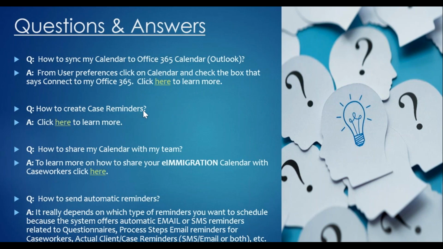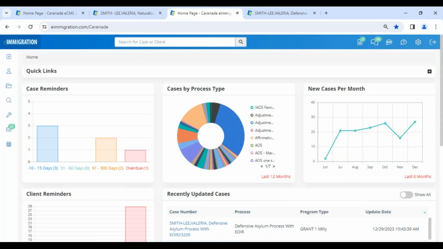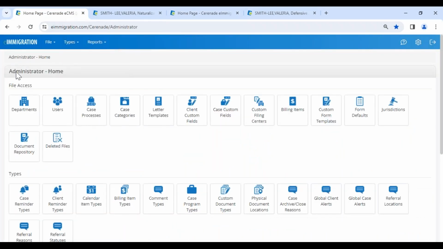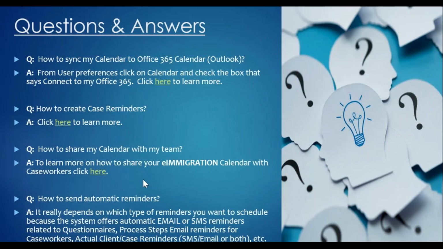How to create case reminders. We talked about that today, but I put the link right here so that you learn more. Basically, just go to the case and click on reminders, and you can make sure you also customize them, the categories. I've seen clients that have used the system for a long time and they never really take advantage of the administrator portal. So it's under the types. Make sure you customize your appointments, comment types, program types, everything. Okay, here's where the more you customize it, the better. It's easier for you to be organized. You run reports based on that type of appointment or type of reminder.